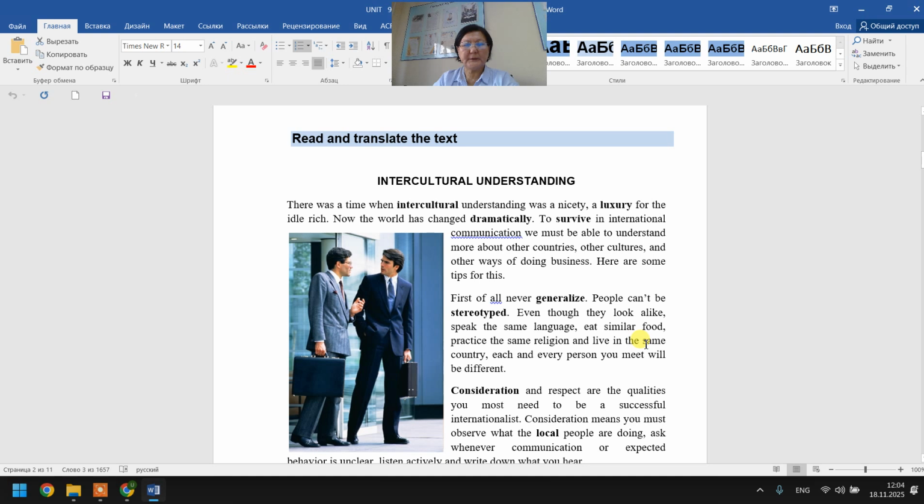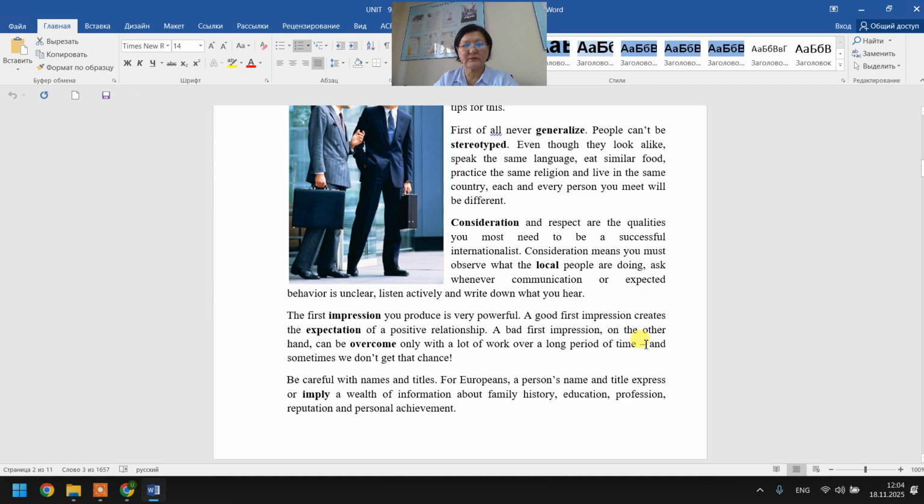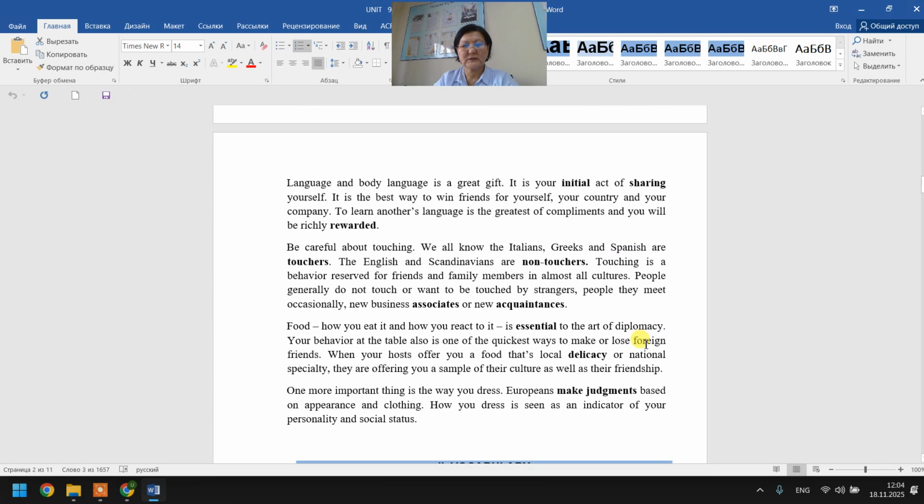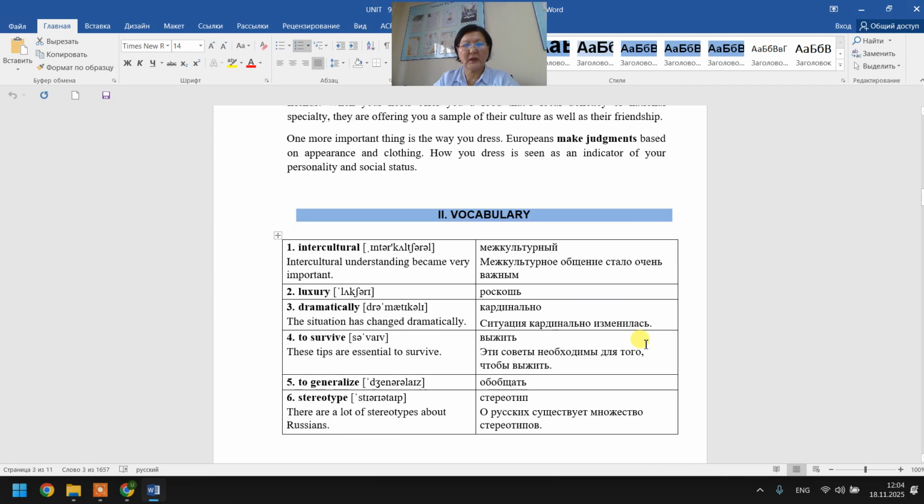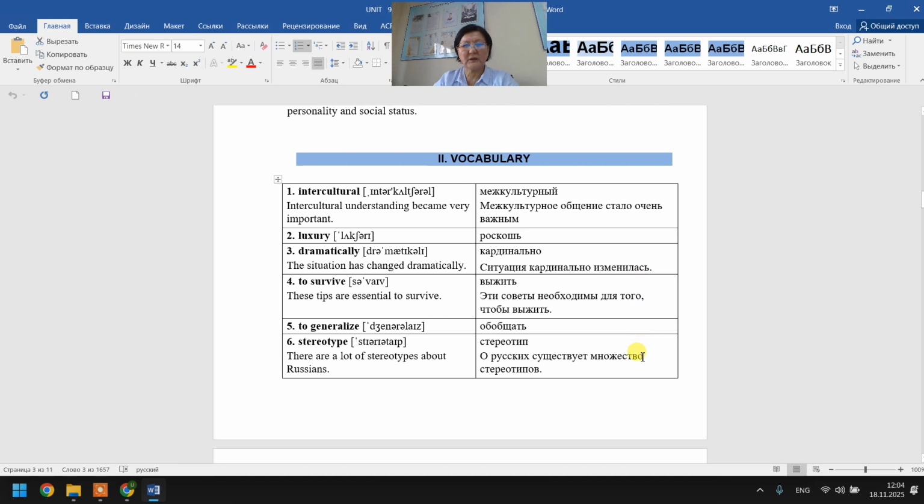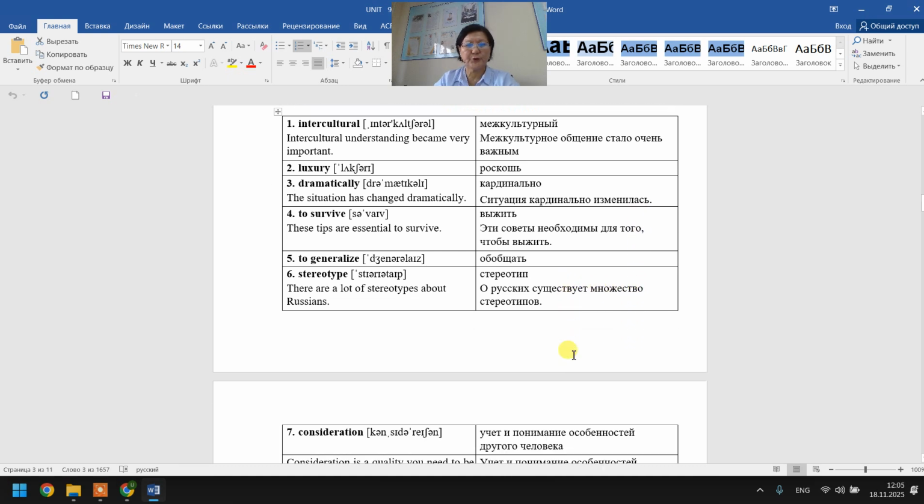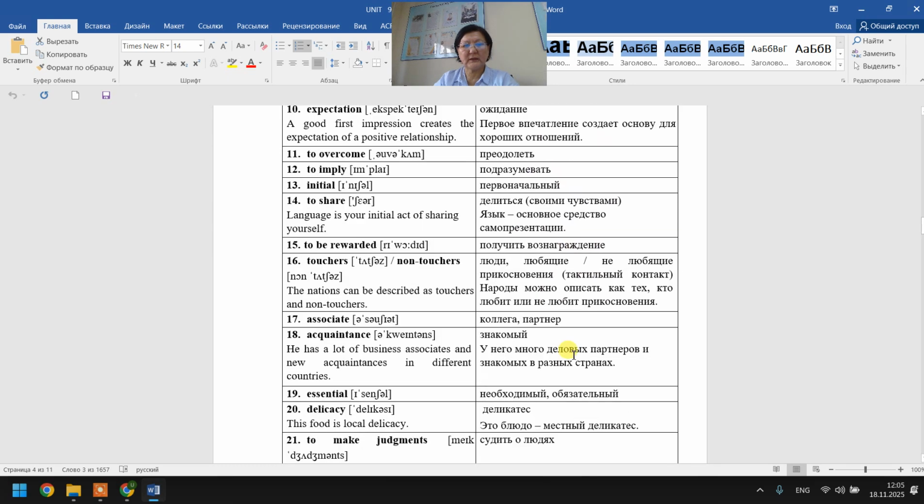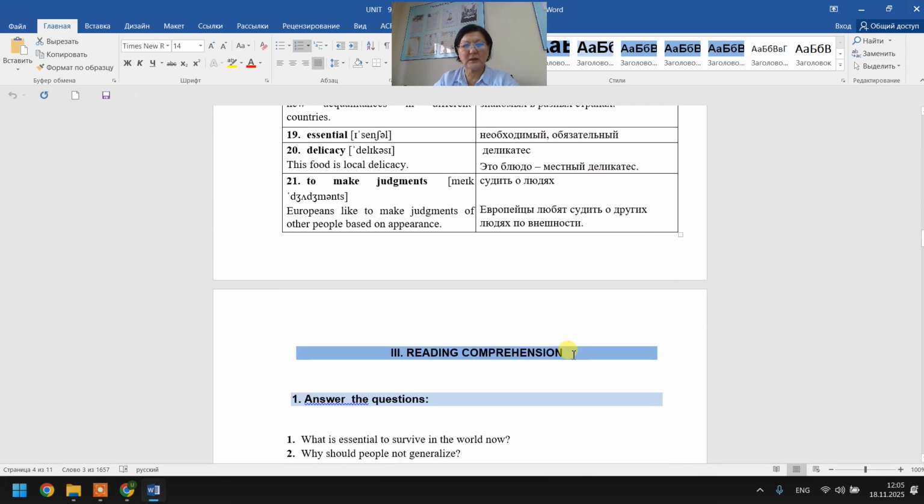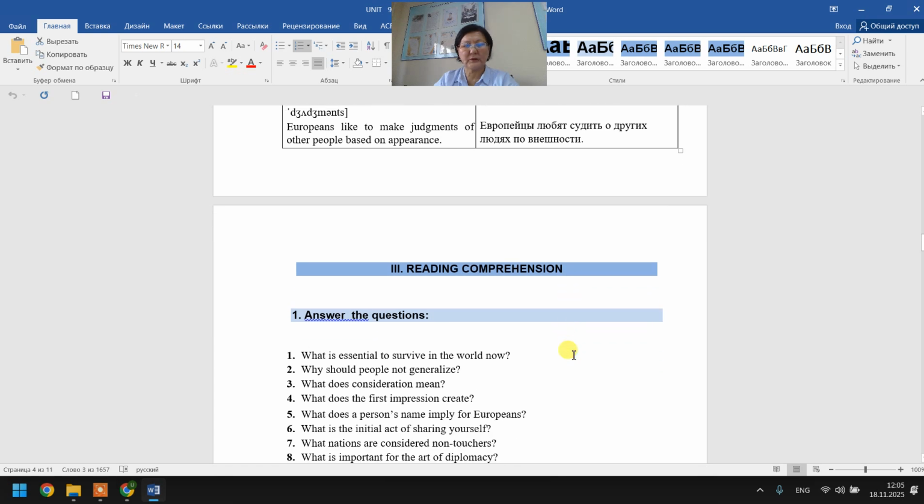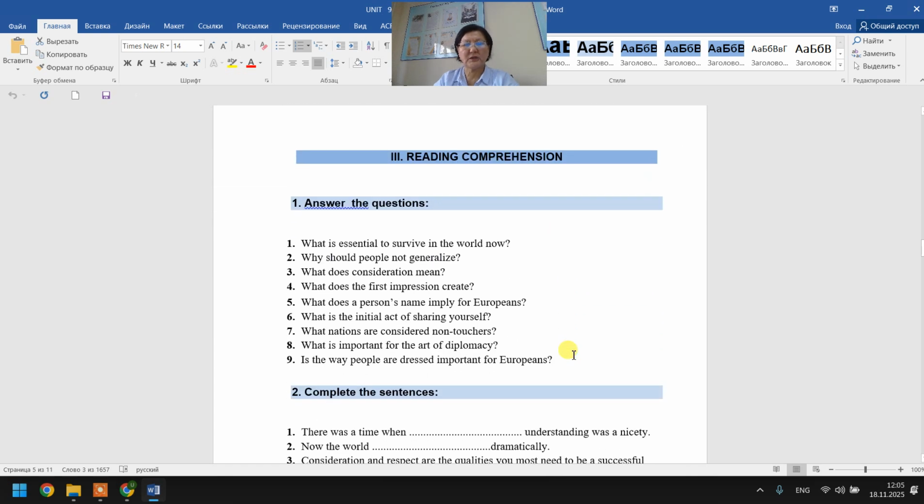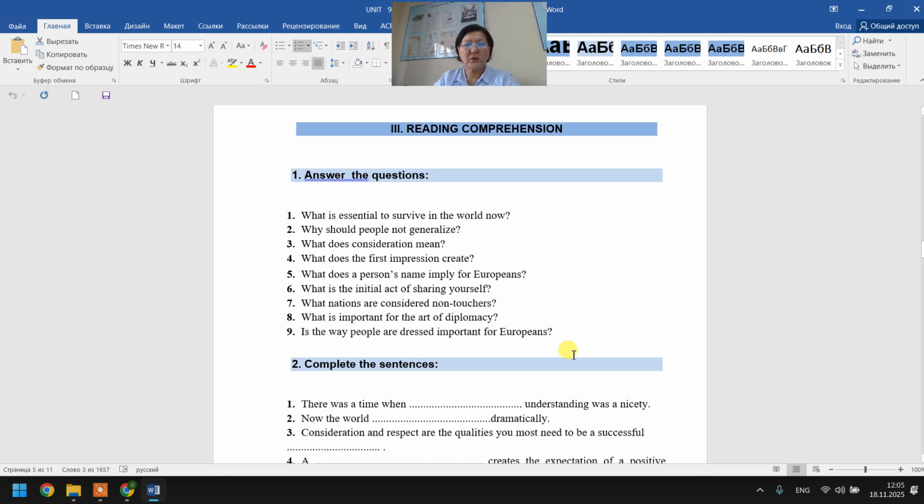Okay, now let's read the text, Intercultural Understanding. You have to read the text very attentively because we do several exercises concerning the text, and under the text the vocabulary is given, and this vocabulary will be helpful for you in order to give a true answer to the questions, yes, and while comprehending. Okay, now we read the text.